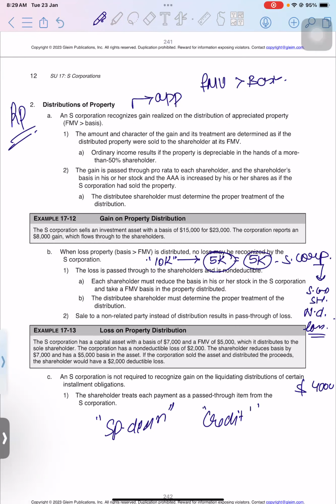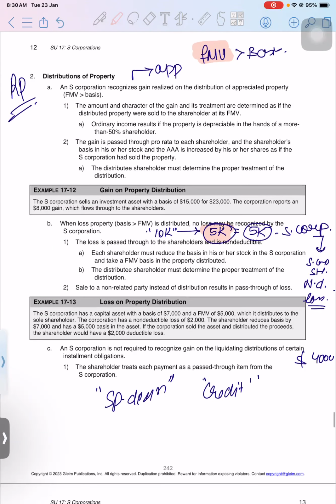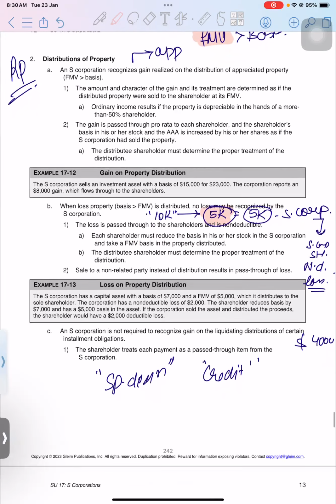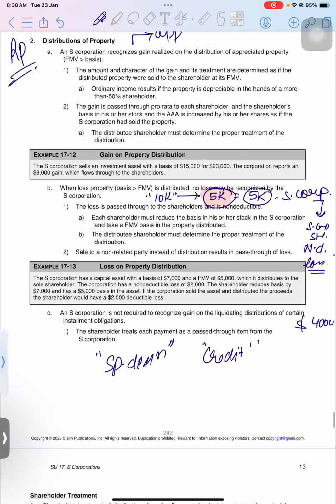Here, the person who is going to actually receive this property will record it at FMV, that is 5,000. Okay, just a minute, guys. Okay, so now here in case of the car, you got the point.